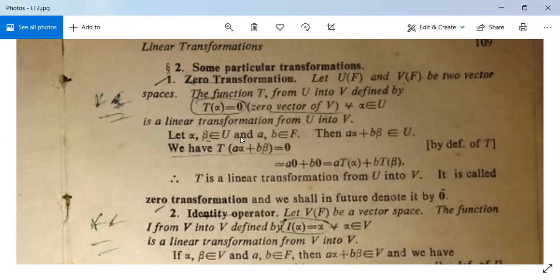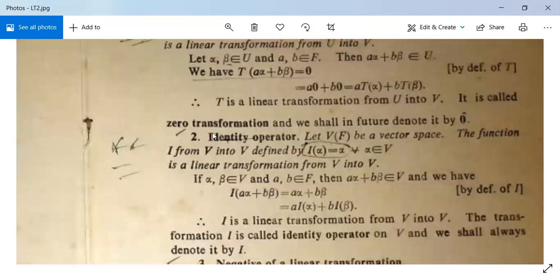Let alpha, beta belong to U and a, b be in F. Then a alpha plus b beta belongs to U. Therefore, T of a alpha plus b beta will be the zero vector. It means it is a into 0 plus b into 0. So it is a into T alpha plus b into T beta. Therefore, this T is a linear transformation from U into V. We call this the linear zero transformation because T alpha is equal to the zero vector.